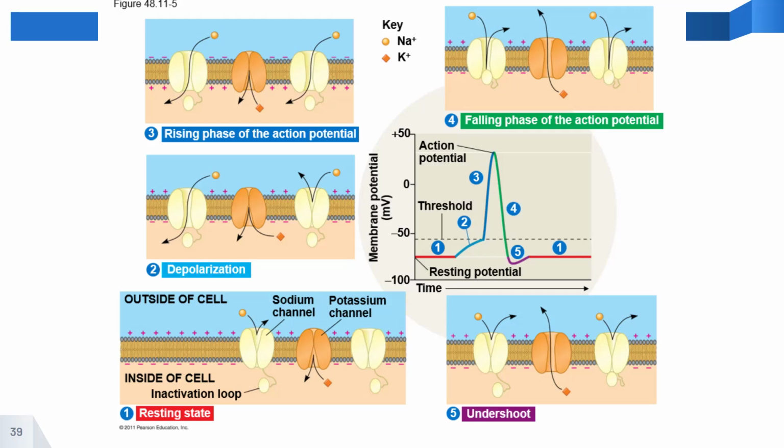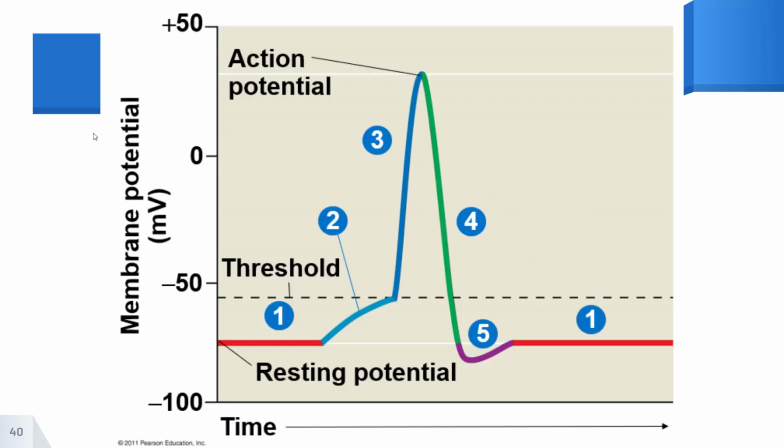So first the sodium ions flow in, and then the potassium ions flow out. So it becomes positive inside the cell, and then it becomes negative inside the cell again. So it starts negative, goes positive, and then goes back to negative. And so that is an action potential and how an action potential works.